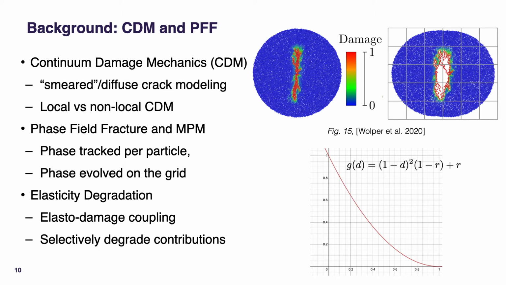The damage variables that we track and evolve influence the material's elastic response through a method of elastodamage coupling known as elasticity degradation. In this context, we achieve this by multiplying by a monotonic degradation function, g, that's based on the current damage. And below you can see the degradation function to show how it goes from 1 to 0 as damage increases from 0 to 1. But more on this later when I talk about elasticity.